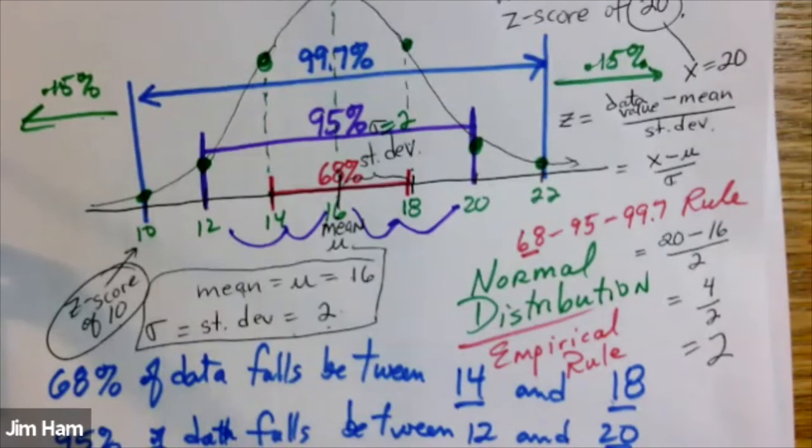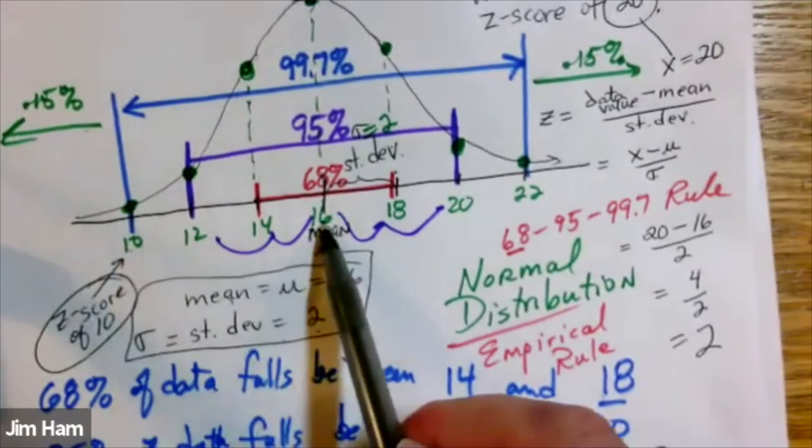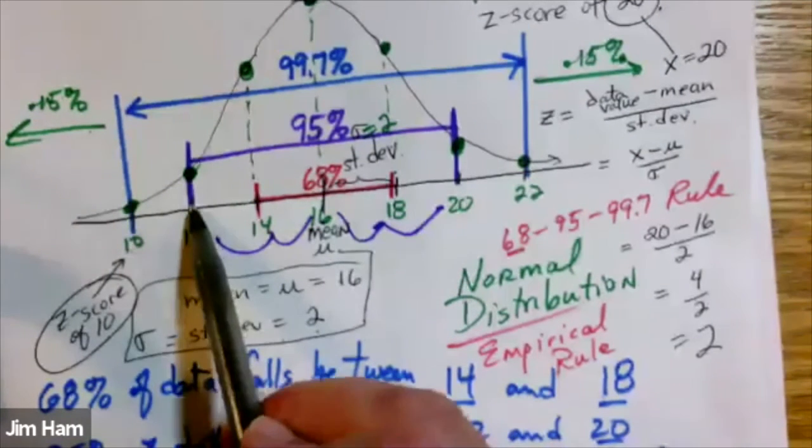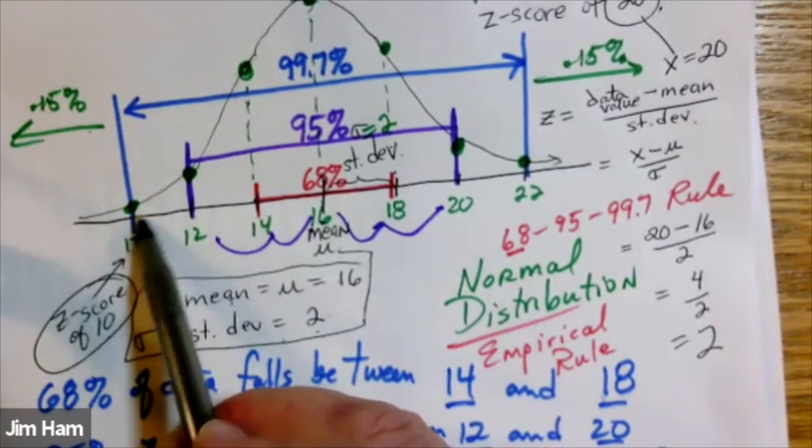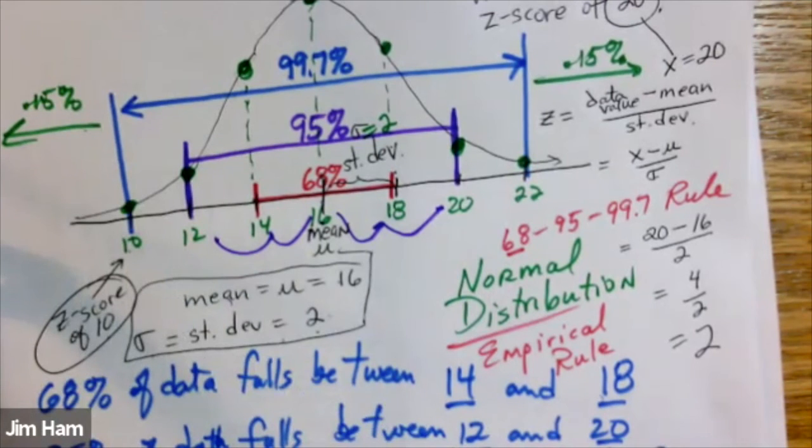So to answer this question, you have to ask yourself, how many standard deviations is 10 away from our mean of 16? 1, 2, 3. But it's 3 below the mean. So you see you were right the first time. Negative, because it was less than the mean.